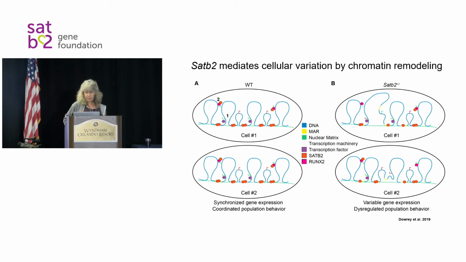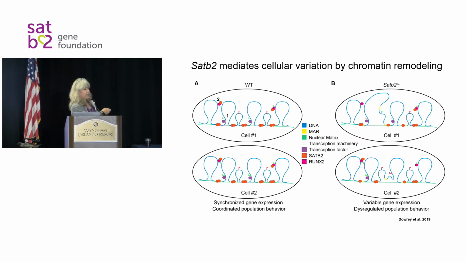Finally, another major question we're interested in is what happens when you have less SATB2. In this image, on the left is an example of wild type cells, 2 different cells. I'm showing you these DNA loops in what would be a normal, healthy cell. SATB2 is the orange circle, and it's doing 2 things. One, it's forming the loops on the nuclear matrix, and in bone cells we also know that SATB2 interacts with another protein called RUNX2, which is really important to make bone. It's a master regulator of osteogenesis. So SATB2 has these 2 important functions, and when SATB2 is at its normal level, SATB2 goes where it needs to go, and we have a coordinated cell population behavior.